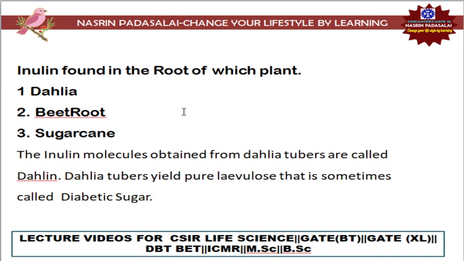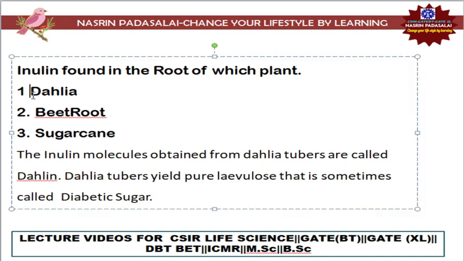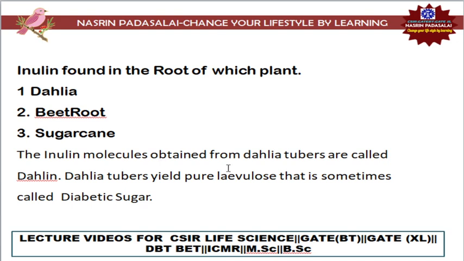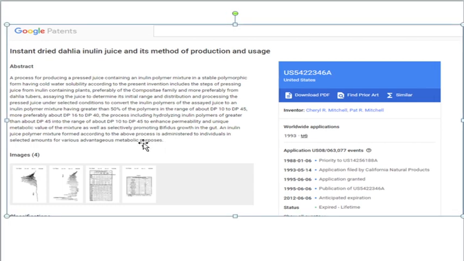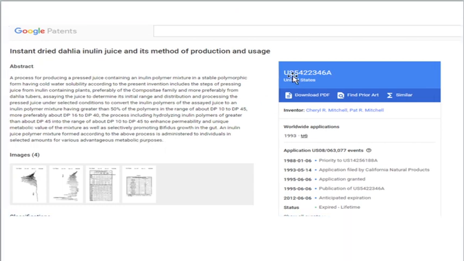Next, inulin is found in the root of which plant? The correct answer is dahlia. So the inulin molecule obtained from a dahlia tuber is called dahlin, and dahlin will be yielding a pure levulose sugar which is also called diabetic sugar. Okay, so it is employed as a drug for patients who are suffering from diabetes. They also have filed a patent, so you can refer to this Google patent, and here I have given a patent ID also if you want more in-depth analysis about this particular thing.